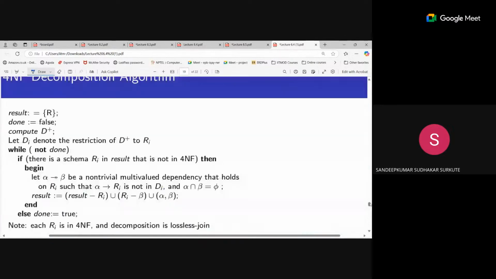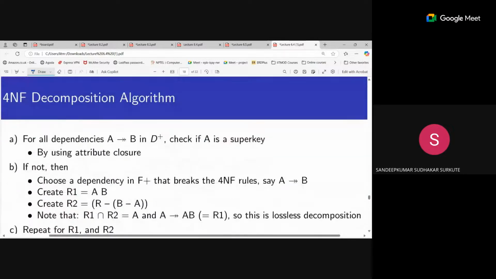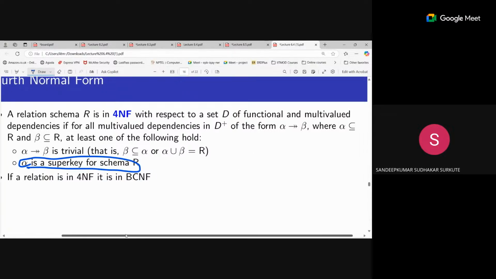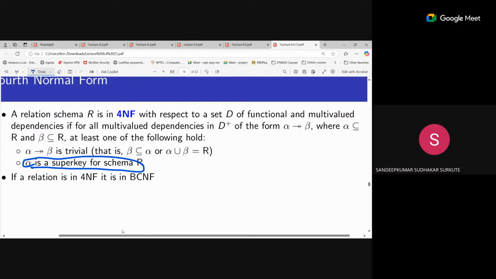Yes, here: alpha should be the key. Alpha is a super key for schema R. If one of these is satisfied for every MVD, it's in 4NF. So alpha is a super key in the schema. Alpha is man and dog likes together, that becomes alpha, and that is a super key for the schema.